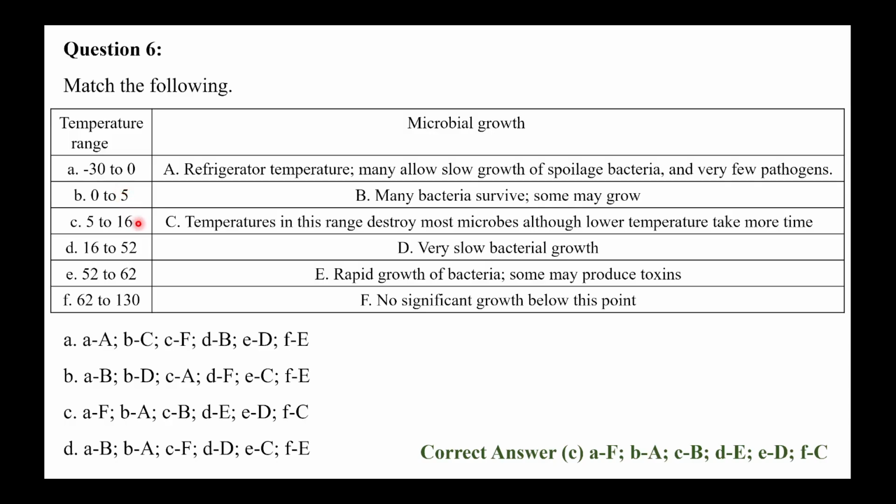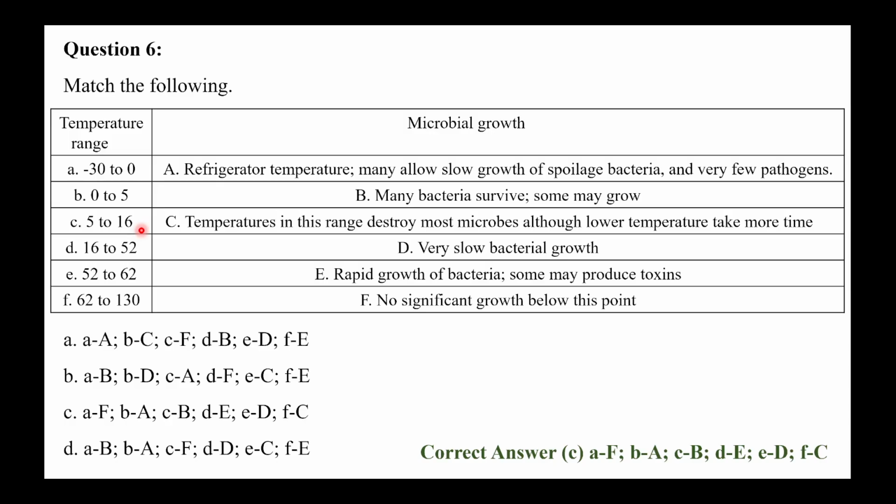Then comes 5 to 16 degrees Celsius. In 5 to 16 degrees Celsius, many bacteria can survive, but there are very few that can grow. The ones that can grow in 0 to 5 can definitely grow in 5 to 16. Most of the bacteria can survive at 5 to 16 degrees Celsius, and there might be slow growth also in most of the bacteria.